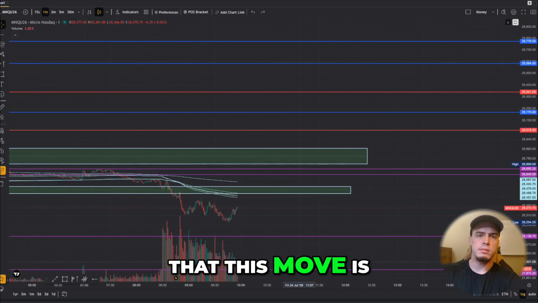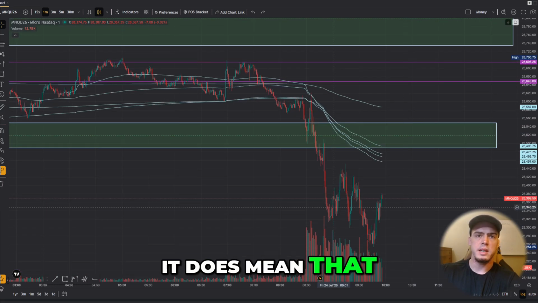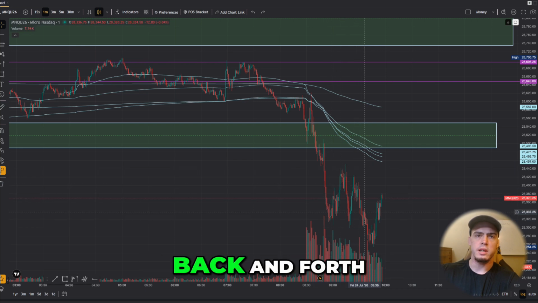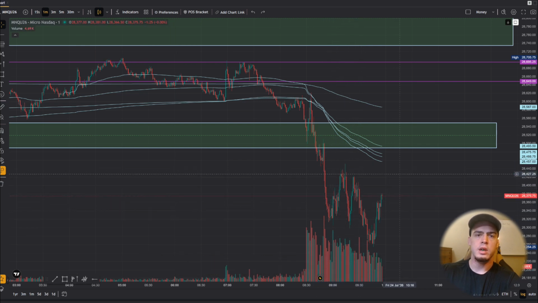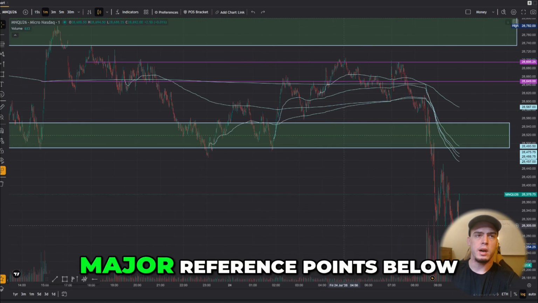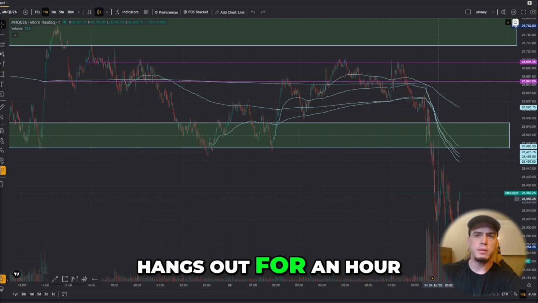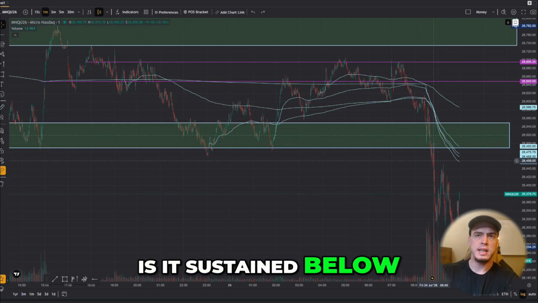So does that mean that this move is not going to be sustained? Not necessarily. It does mean that we're likely to get these sort of jerking back and forth movements. From a time perspective, we've broken below a couple major reference points below this low. Right here, is this sustained below this low? No. Push below here and hangs out for an hour. Is it sustained below this low?